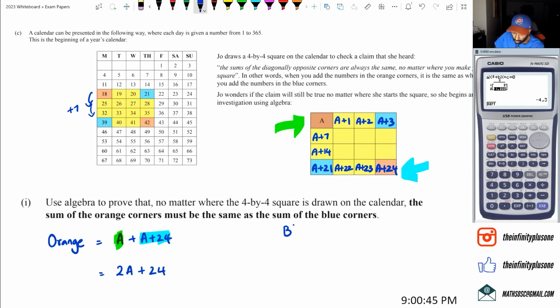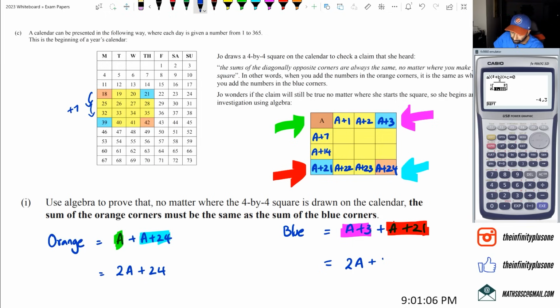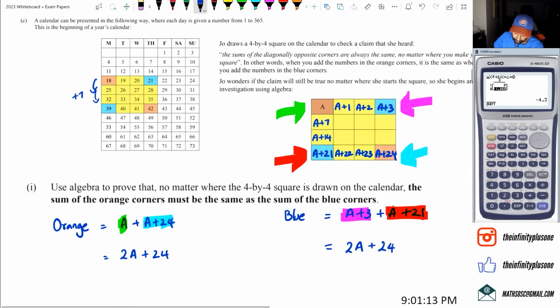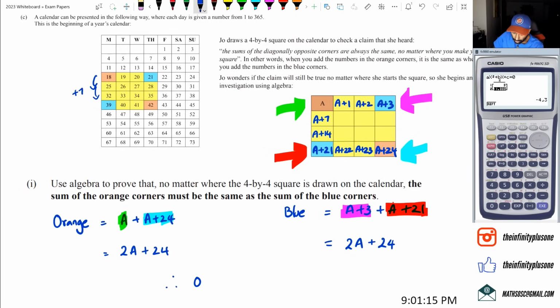Now let's do the blue one. With the blue, I've got A plus 3 plus A plus 21. How do I do that? Well, A plus 3 is this blue here, and A plus 21 is this blue here. So when I add those two up, I get 2A plus 24. So, well, we've proved it. Therefore, orange is equal to blue.